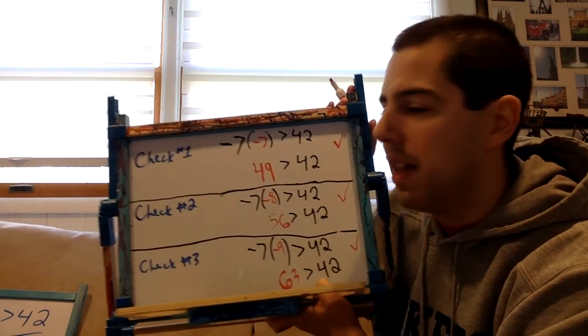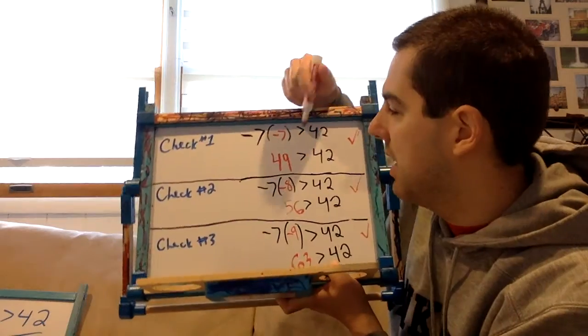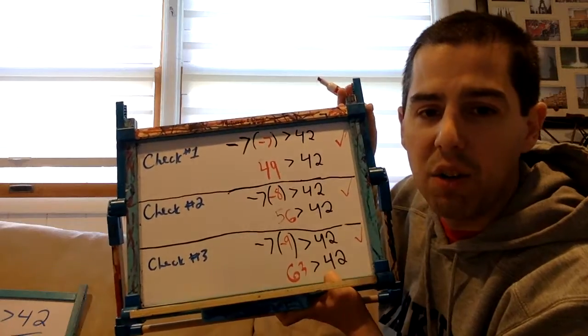Okay. So for this one, you got z less than -6, and we tried -7, -8, and -9, and all of the checks worked.